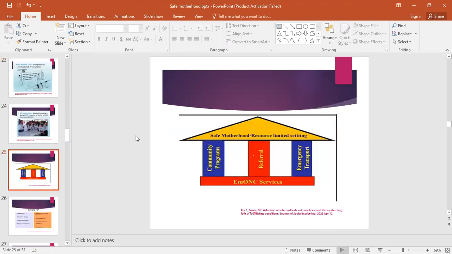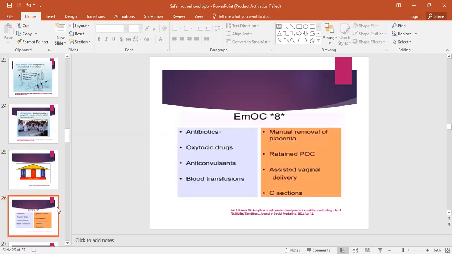This is the safe motherhood pillar, which is used in resource limited setting. In resource limited setting, you can focus on these headings like community programs, referral, emergency transport, and emergency obstetric and neonatal care services. In emergency obstetric care, there are 8 points which you can follow. And these 8 points are antibiotics, oxytocic drugs, anticonvulsants, blood transfusion, manual removal of placenta, removal of retained products of conception, assisted vaginal delivery, and the C-section. These are the 8 things which are covered in emergency obstetric care.